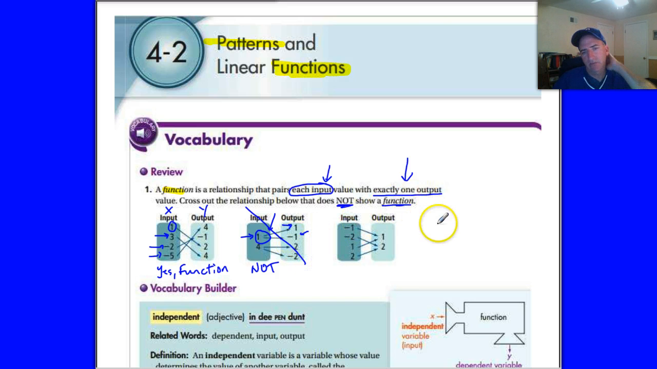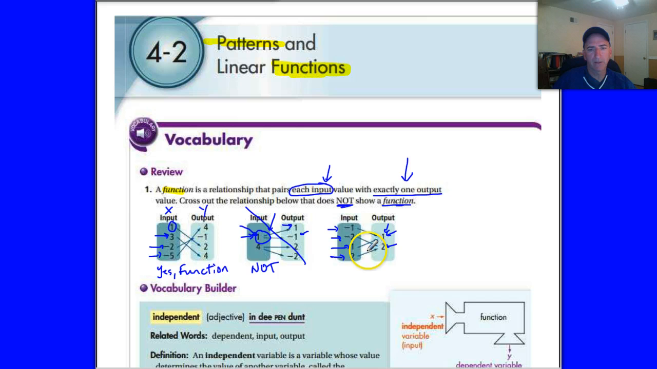Let's take a look at the last one here to make sure you understand the difference. Notice on this one, if I input -1, it outputs a 1. And if I input a -2, it outputs a 2. If I input a 1, it also outputs -1, but that's okay. Because you can have two different inputs that give the same output, but you cannot have, like on this one, one input that gives two different outputs.